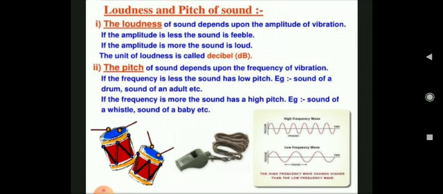Now if we talk about wavelength, it is the distance from one compression to the next, or the distance between one rarefaction to the next, right?